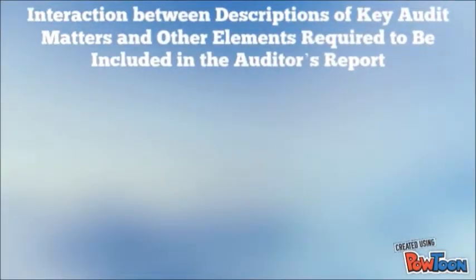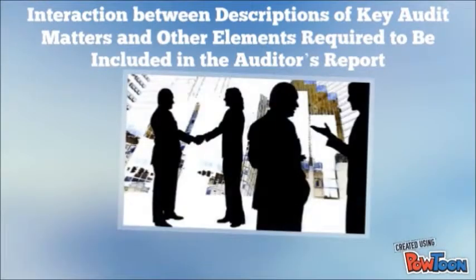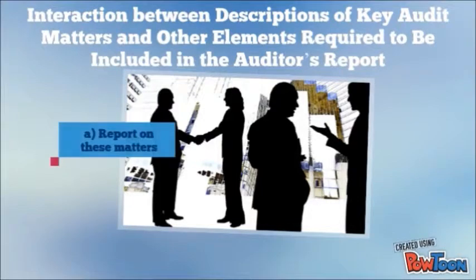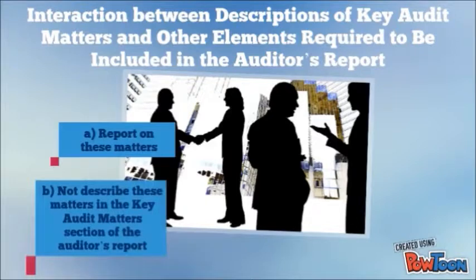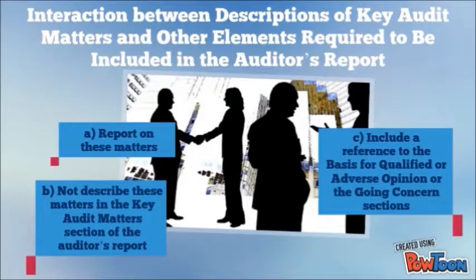Interaction between descriptions of key audit matters and other elements required to be included in the auditor's report. A matter giving rise to a qualified or adverse opinion, or the existence of a material uncertainty related to events or conditions that may cast significant doubt on the entity's ability to continue as a going concern, is by its nature a key audit matter. However, the auditor shall report on these matters, not describe these matters in the Key Audit Matters section of the auditor's report, and include a reference to the basis for qualified or adverse opinion or the going concern sections.